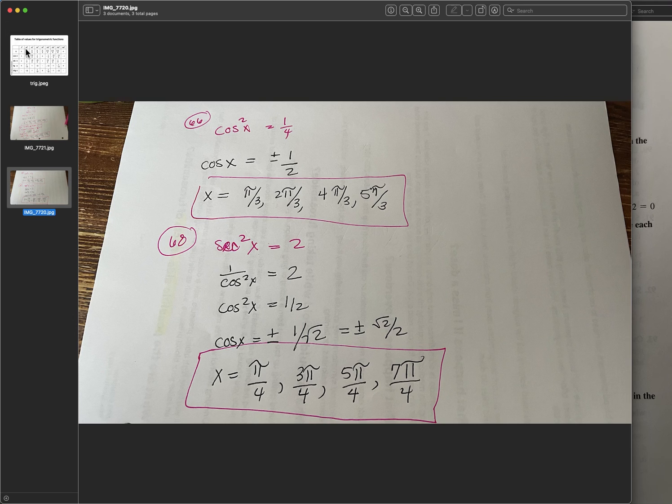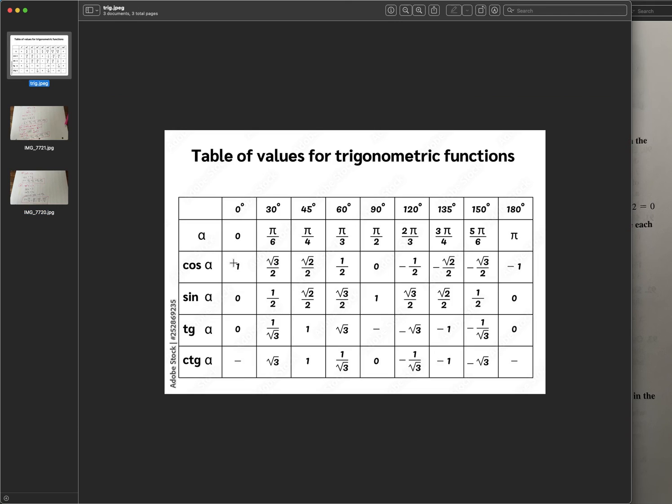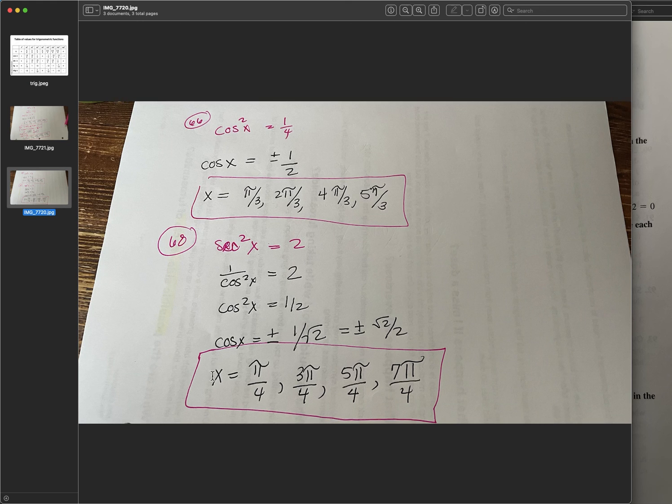And then we go back to our chart, and we're still looking at cosine. Cosine's quite popular on this one. So cosine, we want the square root of 2 over 2, or negative square root of 2 over 2. So here we have pi over 4, and then 3 pi over 4, and then if we go back around and add pi to this, this becomes 5 pi over 4, and this becomes 7 pi over 4. So pi over 4, 3 pi over 4, 5 pi over 4, and 7 pi over 4.